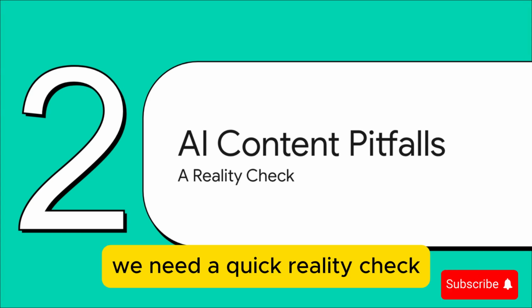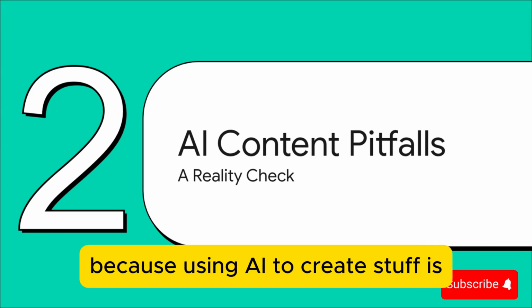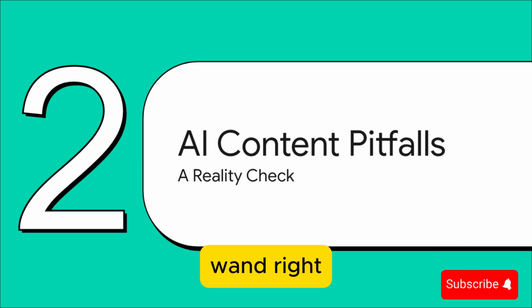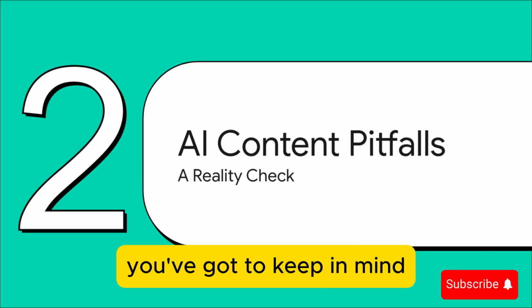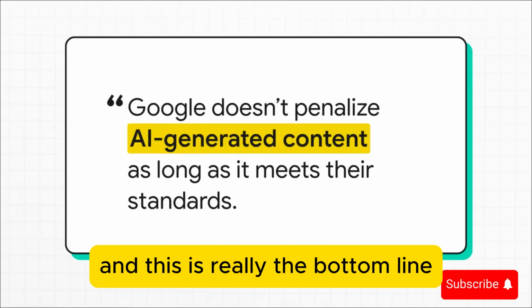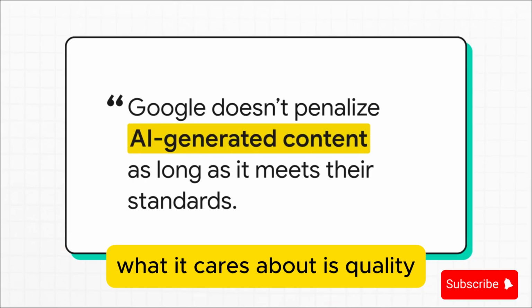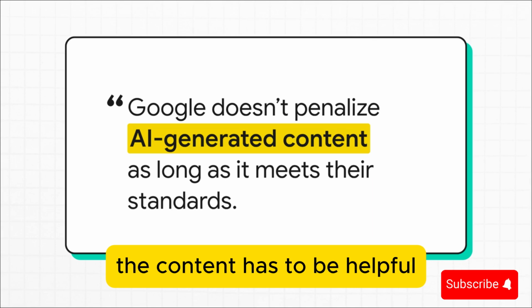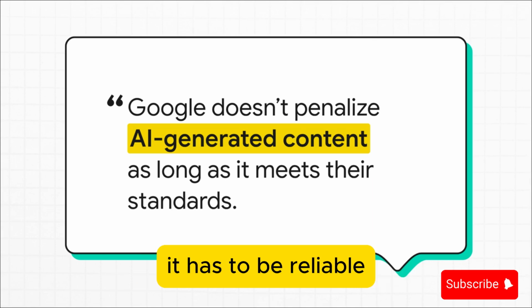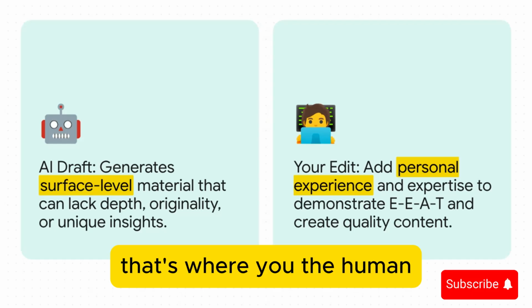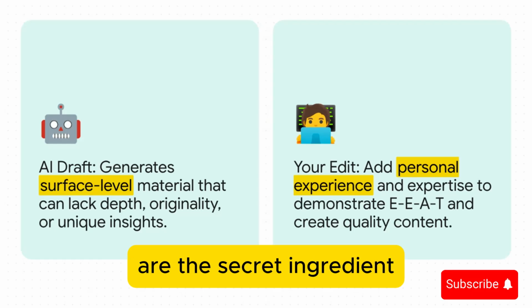We need a quick reality check, because using AI to create stuff is, well, it's awesome, but it's not a magic wand, right? There are a few really important things you've got to keep in mind. And this is really the bottom line. Google doesn't care if a robot wrote your article. What it cares about is quality. The content has to be helpful, it has to be reliable, and it needs to show some real-world experience. That's where you, the human, are the secret ingredient.